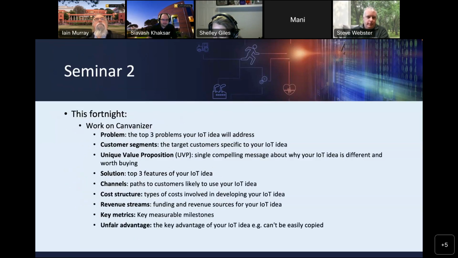There we go. Okay, so this fortnight, the things we've got to do is work on Canvanizer if you can access it, which hopefully Steve will be able to do soon. So the categories that we're looking at is the problem. So what are the three top things that your device will attempt to address? So make a list of those. We also should be looking at customer segments, who you're going to target, and probably why you're going to target them is a good point as well.